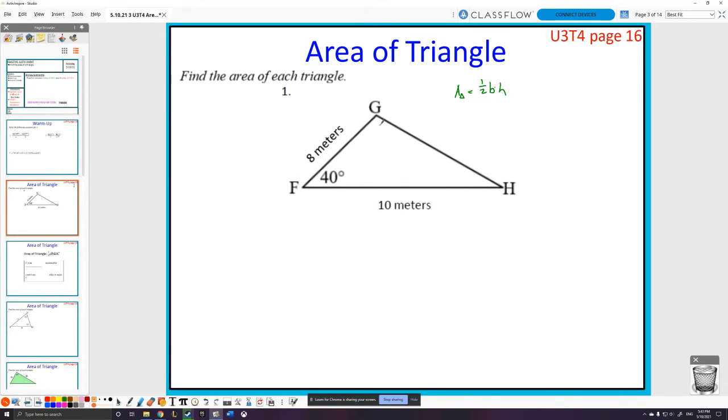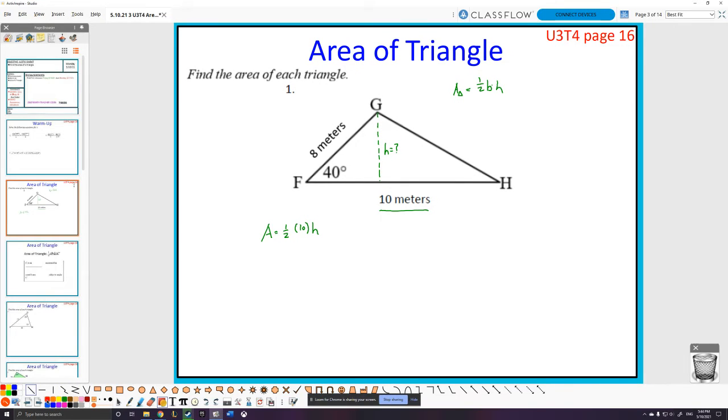So looking at this specific triangle, FGH, I know that the base is 10, which works out for me. So 1/2 base is 10. But the problem is I don't know what the height is. Luckily for us, they do give us the measurement of one of the angles as well as this other side, which seems to not be helpful in the beginning.